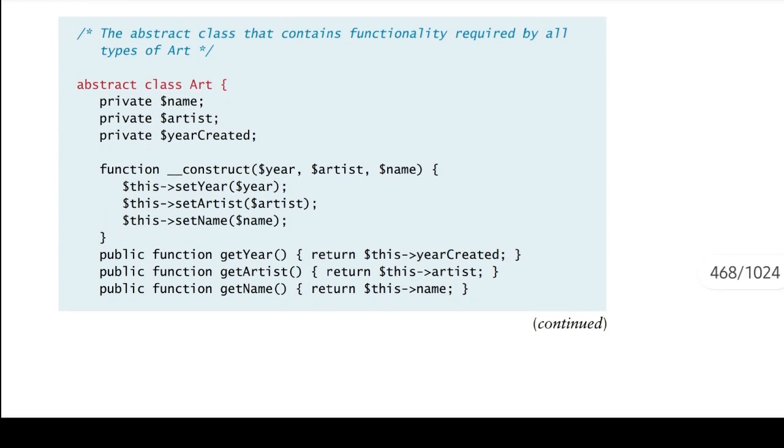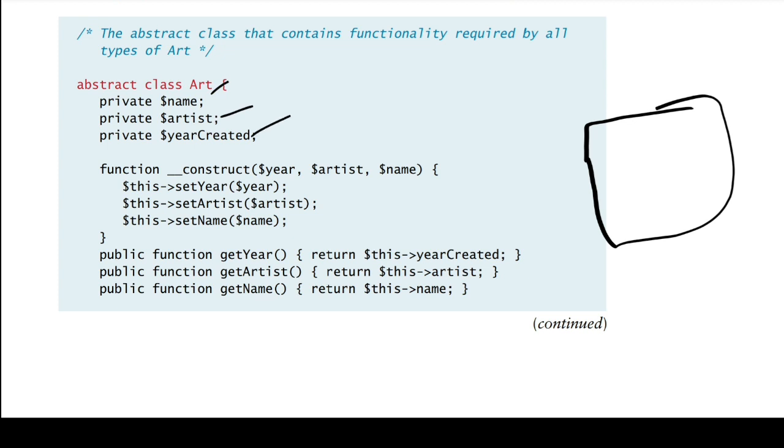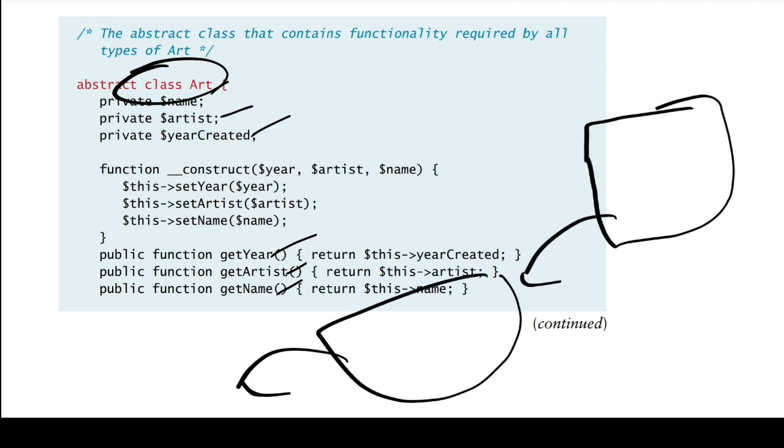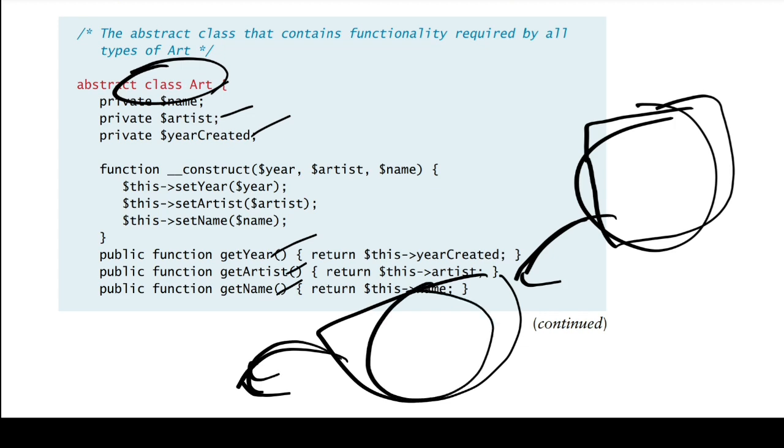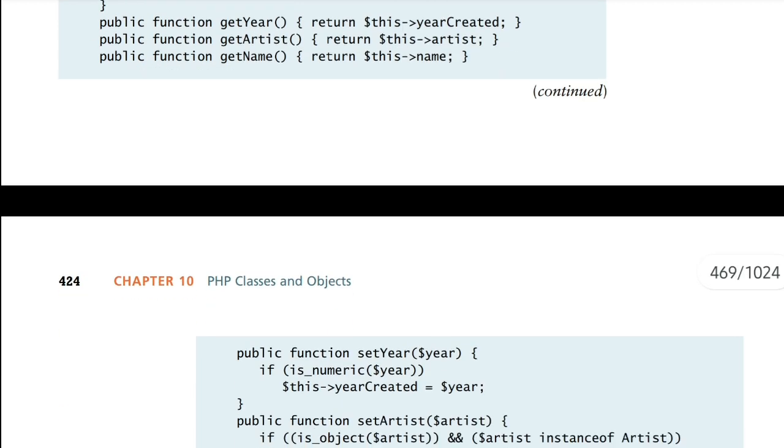Abstract class means what? It will just have the blueprint, it will not have any objects of it, and inside that you will have all the functions and the variables like the name, artist, year created, get year, artist, and get name. So to use this one, you will be extending this class and then you will be creating an object. You cannot directly create an object. First you have to inherit this class, then you'll be able to create an object. That is known as abstract class.